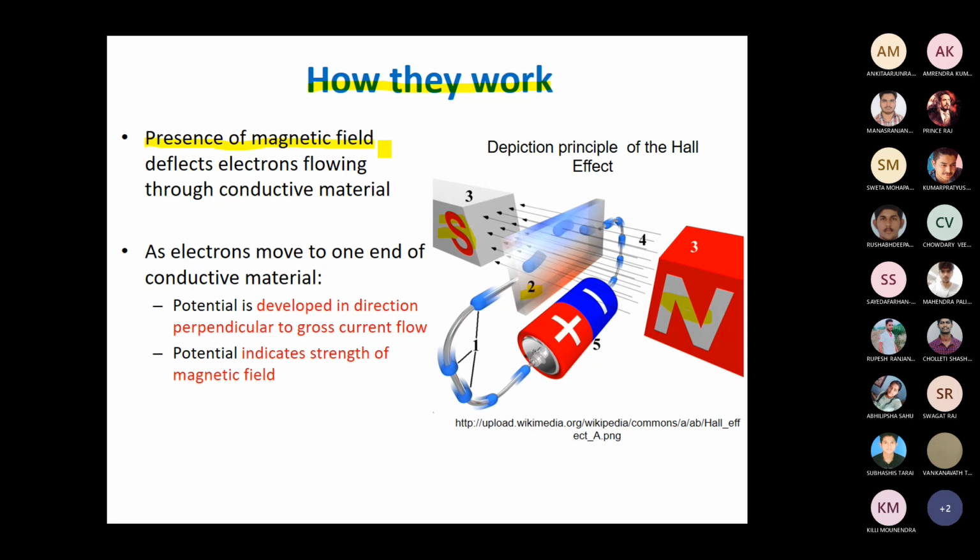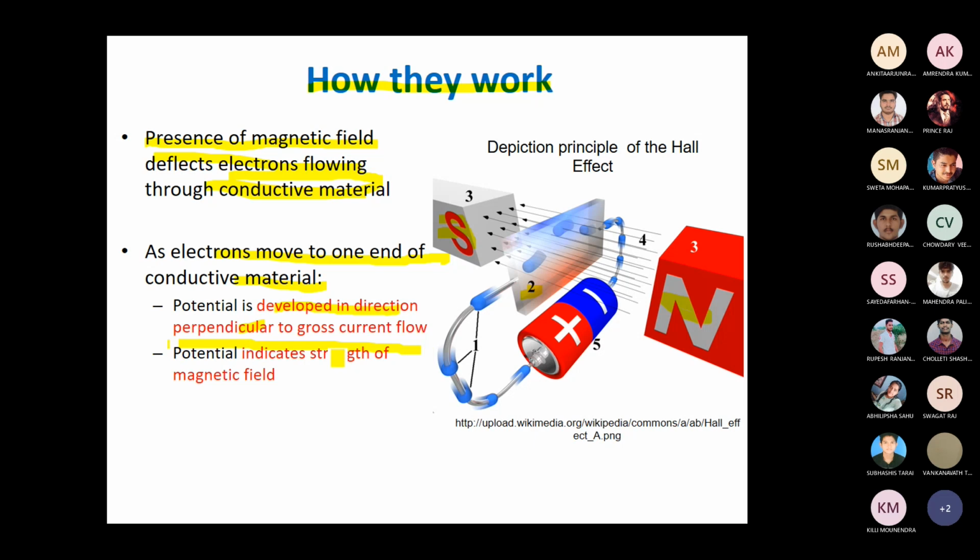The presence of a magnetic field deflects the electron flow. Those are the conducting materials. The electrons move to one end of the conducting material, developing a potential in the direction perpendicular to the gross current flow.